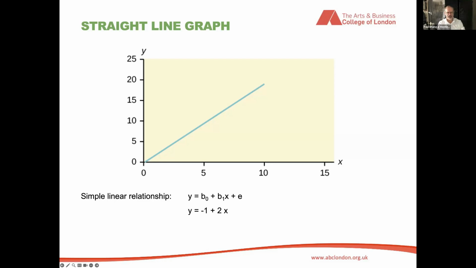B1 is the slope coefficient. What is the angle of the line in terms of X? And E is the error term. Okay. Now, very rarely will you see people set that out, but this is what I just want you to think about, what the components are of regression analysis, simple linear relationships in this regard.